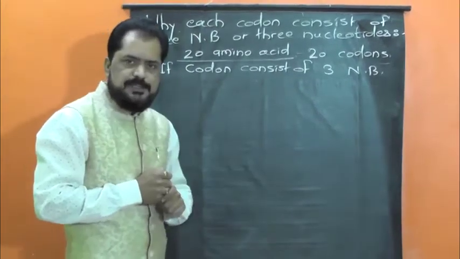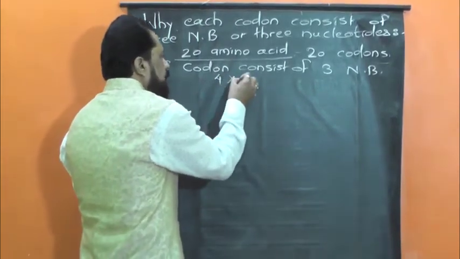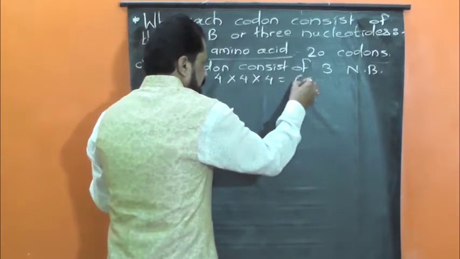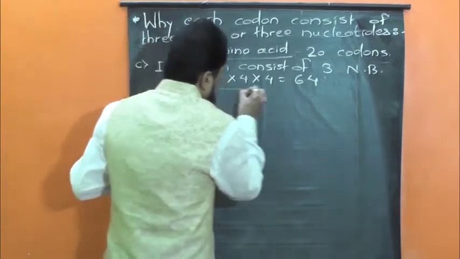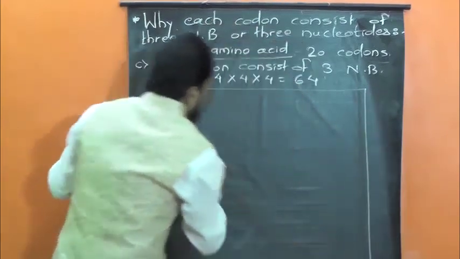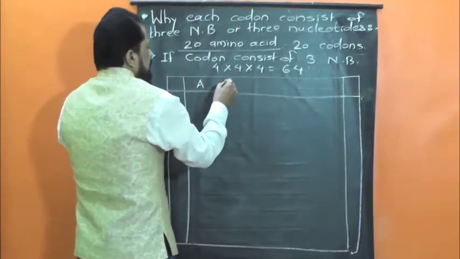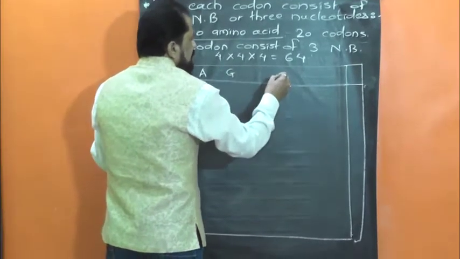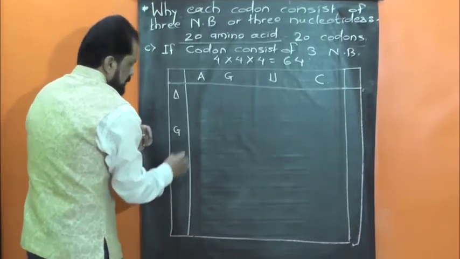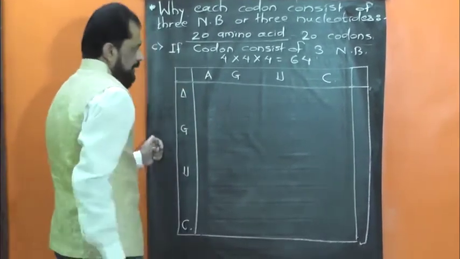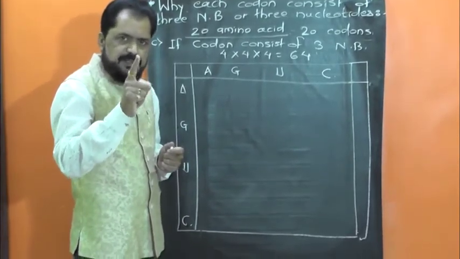How many nitrogen bases are there in RNA? 4 different types, that is 4 into 4 into 4, that is 64. Let me explain you by drawing a diagram. Here I am going to draw a table just for our correct understanding. Let us consider the nitrogen bases A, G, U, C, A, G, U, C. In this condition, we have to consider the 3 nitrogen bases in a single codon.